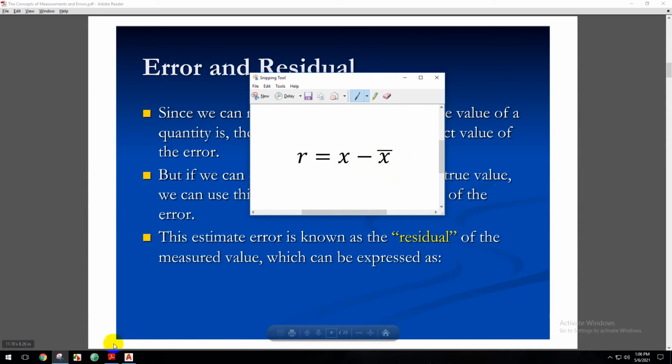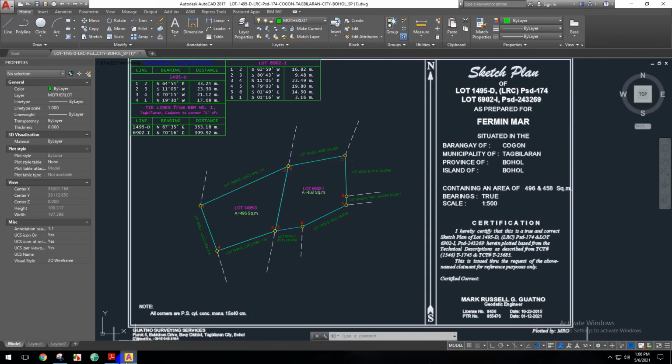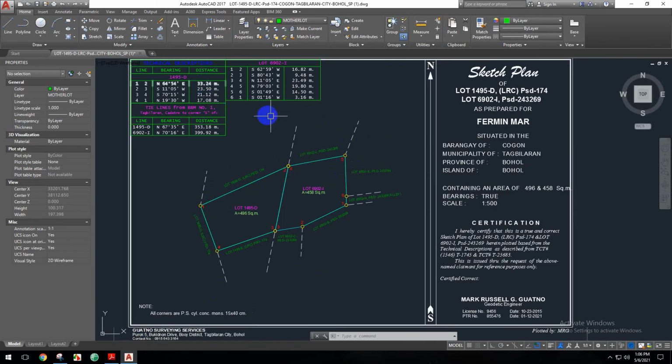So for example, again with this lot: your first measurement is 33.25, your second measurement is 33.22, and your third measurement, if you want to repeat, is 33.21. You average these to get the distance, then subtract that average from 33.24. That error is then considered your residual. Okay? This is just an example.